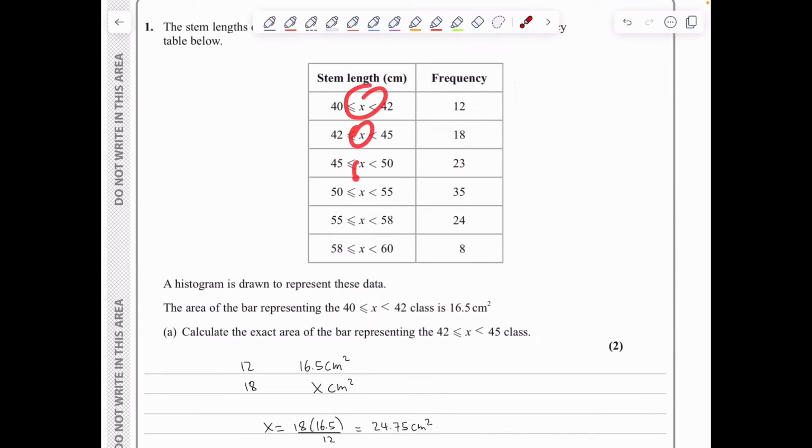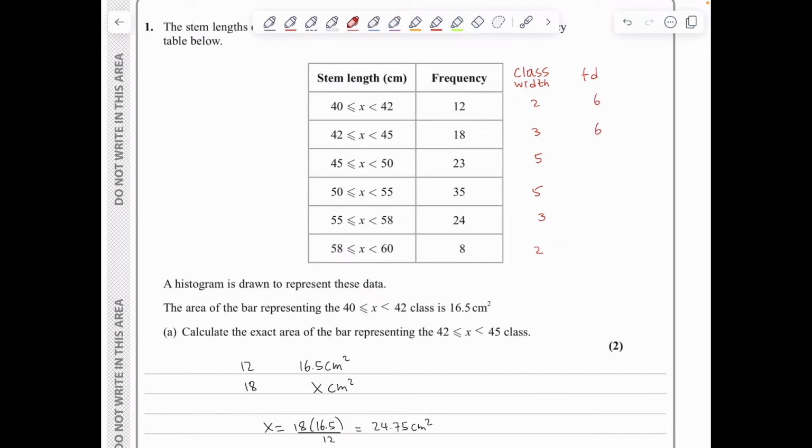So we've got the class width and the frequency density. The class width for the 40 to 42 is obviously 2. Then for the 42 to 45 is 3. Then it's 5, 5, 3, 2. And to find the frequency density, we simply do frequency divided by class width. So 12 divided by 2 is 6. 18 divided by 3 is 6 again.